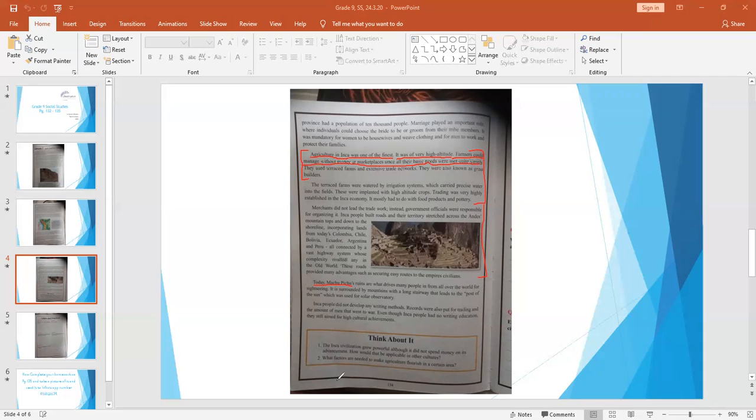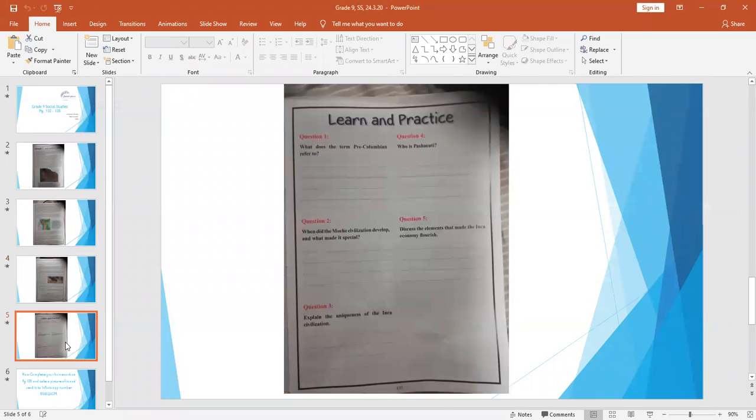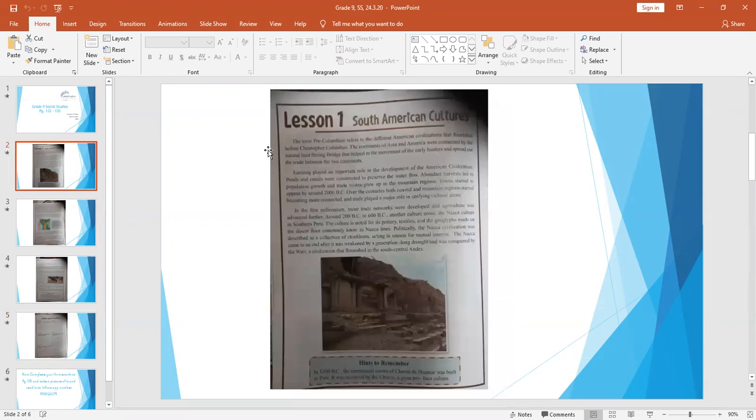And here's a bit of a think about it question. We will now move on to the activity and refer back to where we could possibly find the answers. So now we will move on to page 135. What does the term pre-Columbian refer to? And I said on the very first page that we needed to underline this. The pre-Columbian refers to the different American civilizations that flourished before Christopher Columbus.